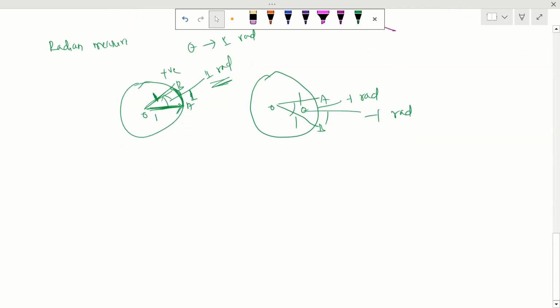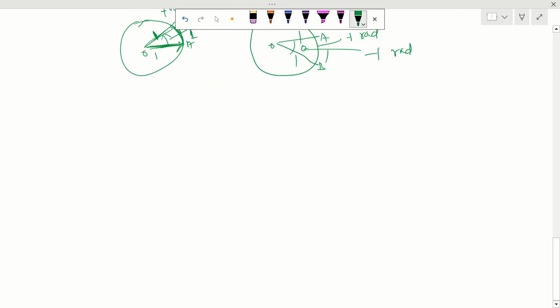Understood? Suppose we take another circle where our radian is 1 by 2. It is something more than the previous one. The radius of this is 1 unit, but theta is 1 by 2 radian. Understood? Theta changes.